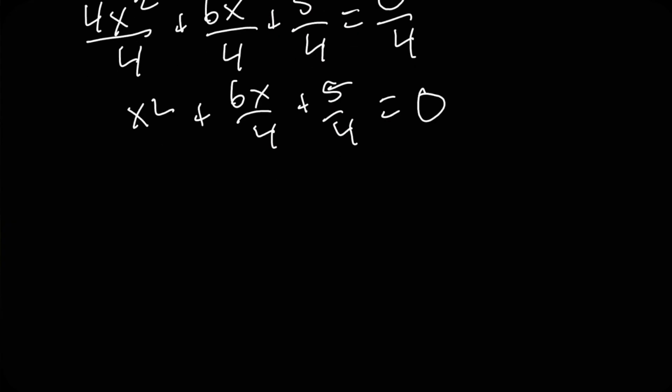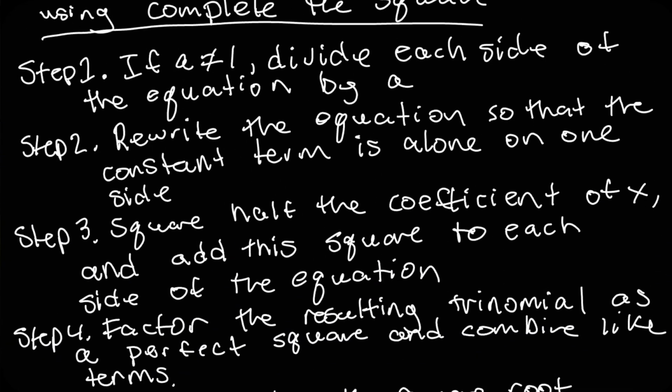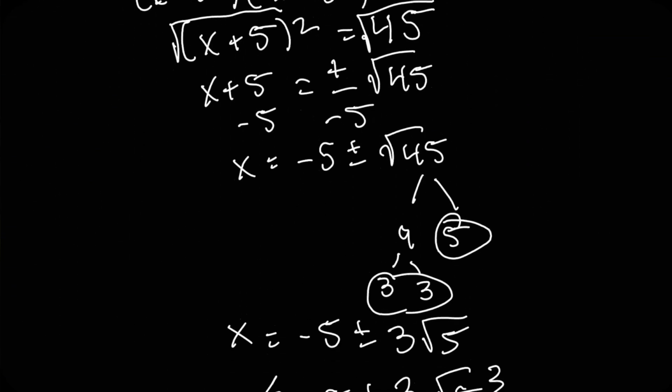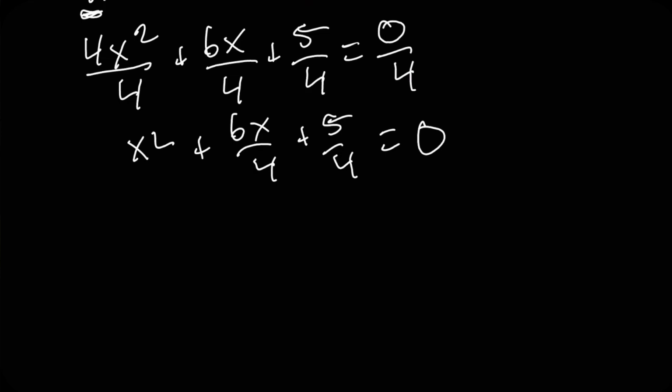Now we need to go ahead and move on to our step 2. What did step 2 say? Rewrite the equation so that the constant term is alone on one side. So we do need to get our constant term on one side. Let's get it over to the right hand side by subtracting it.